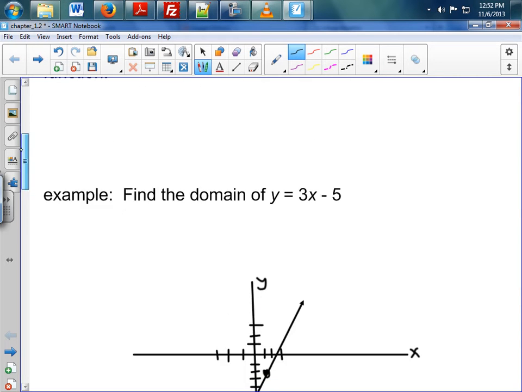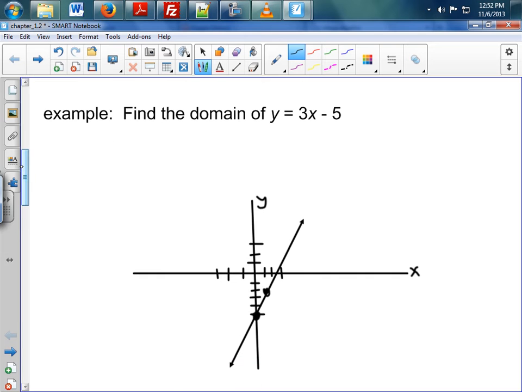Now, all they're saying is they want you to find the domain. What are all the possible x values you can put? Well, what does this arrow mean? It keeps going. It goes forever this way, and it goes forever this way. So when you're looking for domains, all you're thinking about is the x here, okay? The y does not exist.